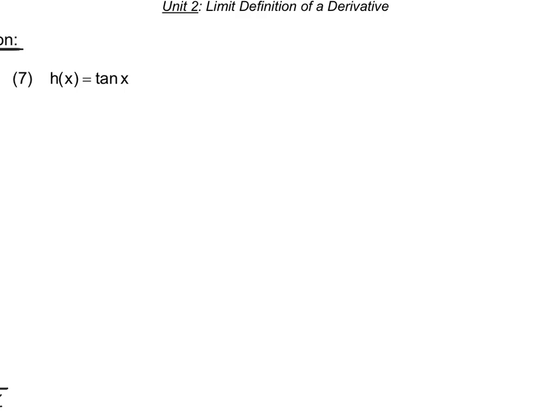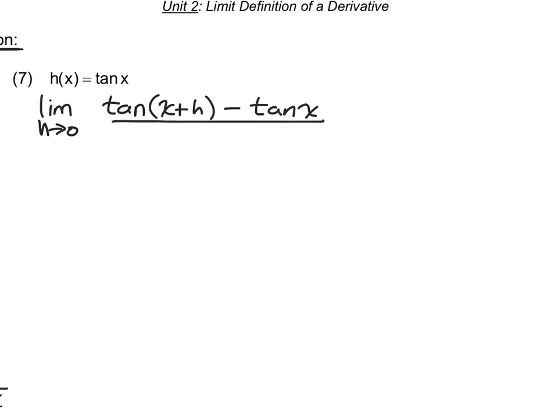So for tangent, secant, sine, cosine, whatever, the best way of handling it, in my opinion, is using the ordinary difference quotient. Limit as h approaches 0 of f of x plus h, so tangent of x plus h, minus f of x, so tangent of x, all over h.